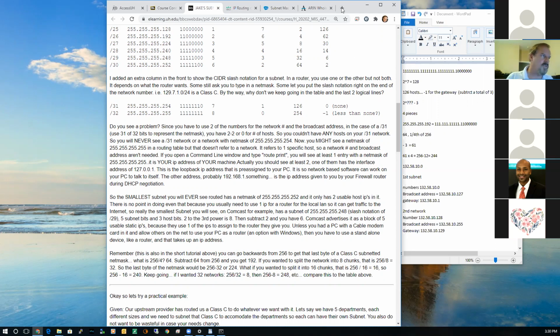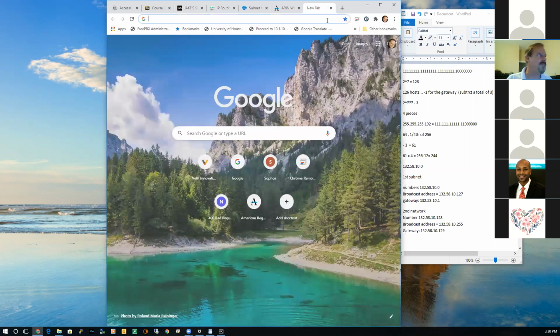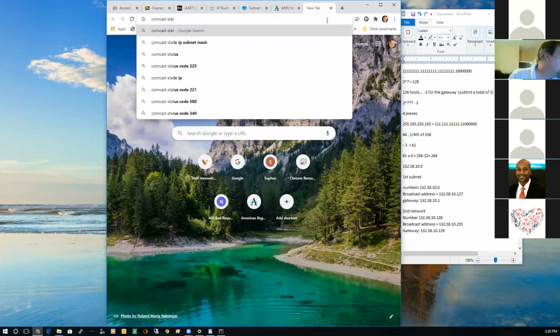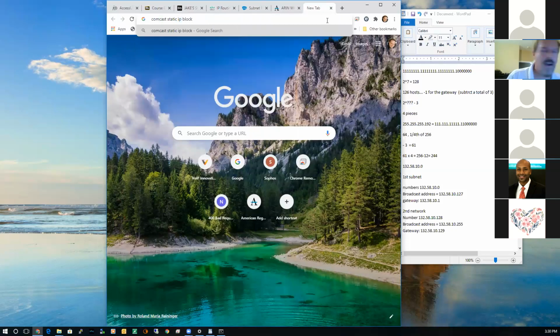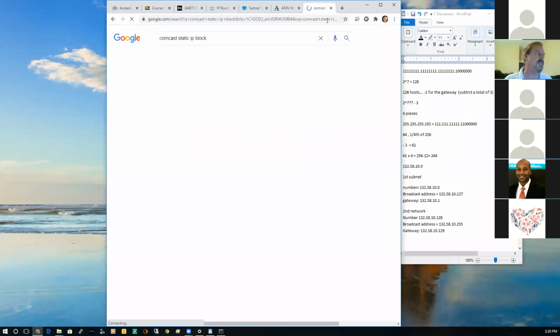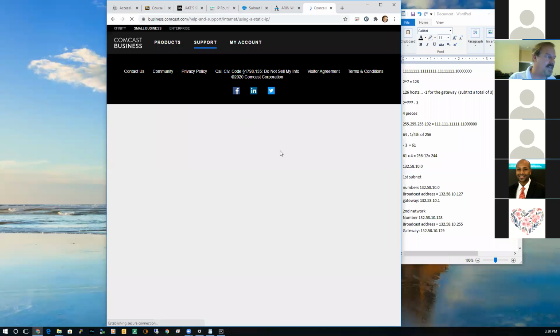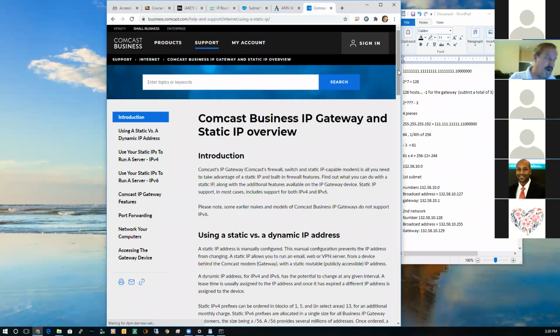Now, if you were to go to Comcast, and this is also helpful, and say, hey, Comcast, I want some static IP numbers because I want to run my own servers or whatever. The way they sell it, and they sell it properly.